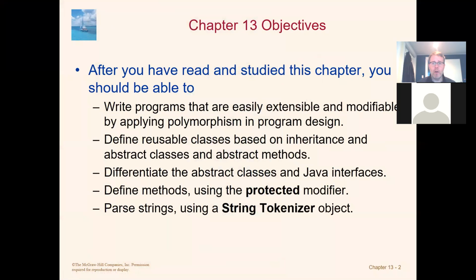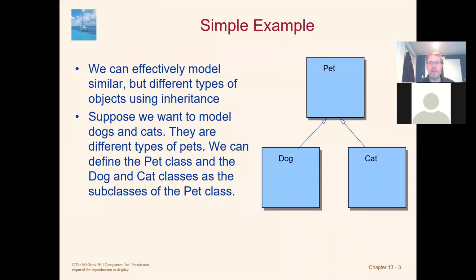Okay, so all those things we talked about, visibility and stuff, we'll get to, but the big thing here is inheritance and polymorphism, polymorphism really. So we can model different kinds of things using inheritance. For example, suppose we want to model dogs and cats as different kinds of pets. So pet is a superclass, dog and cat are subclasses.